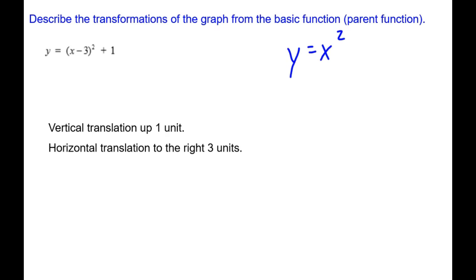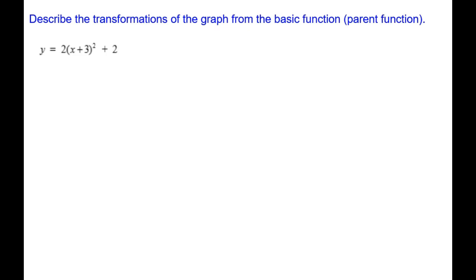When we're describing these transformations, we want to make sure to be specific. So we want to say vertical translation up 1 unit, horizontal translation to the right 3 units. Don't simply say up 1 or right 3. Be specific on what transformations you're referring to.